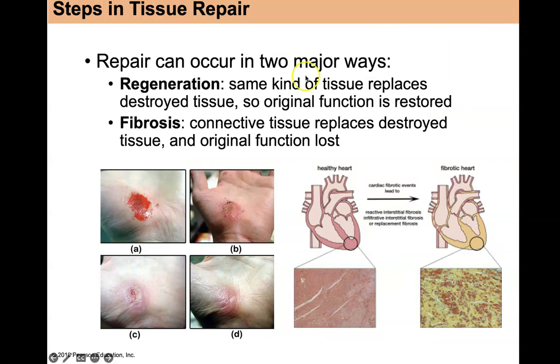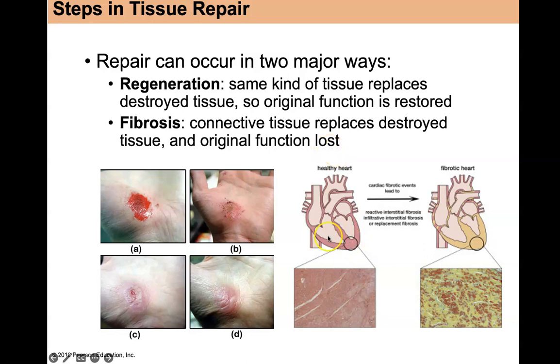So repair can actually happen in two major ways. We can either have regeneration, which is just the same kind of tissue replaces the destroyed tissue, okay? So your original function is totally restored in regeneration, which is what we see a lot of. But sometimes we can get fibrosis. And oftentimes in fibrosis, what happens is connective tissue, which usually happens in a much larger wound, can actually replace some of that destroyed tissue. And we actually lose a little bit of our original function.